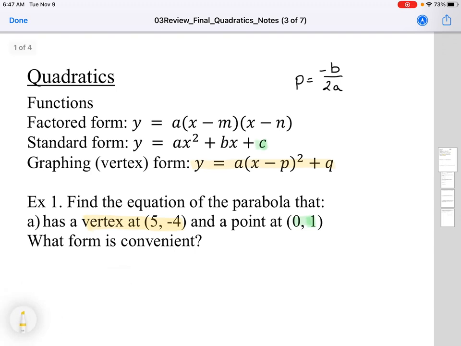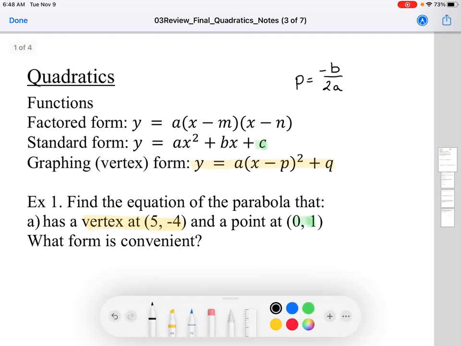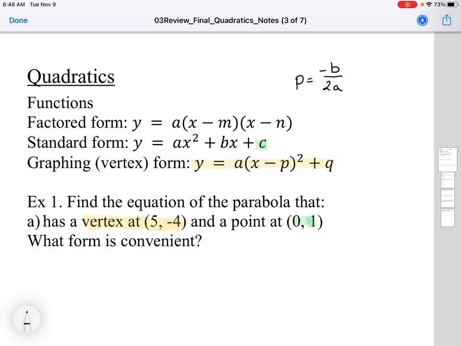We're going to start by putting the vertex information into the vertex form. So what form is convenient? Definitely the vertex form, that's the one we want to choose. We put it into the equation y equals a times x minus 5, the opposite sign for x, and don't forget the square. Then minus 4, the same sign for the 4. The signs are the same here.